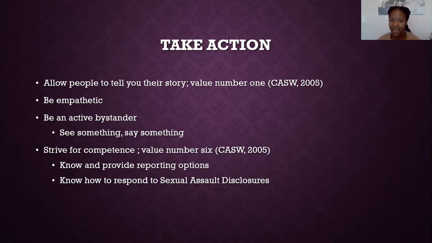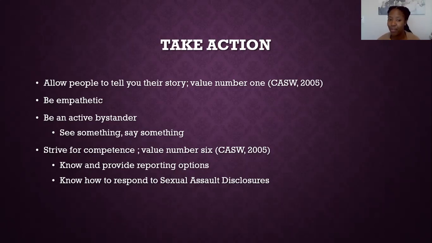Strive for competence. Value number 6 speaks about this in the code of ethics, right? And it's important to, again, we mentioned training before, and that's a part of competence. I'm not suggesting that we all can be competent in every single aspect of the work that we do, but I think be curious enough to gather enough information. So if a client were to disclose to you, or if a friend was to disclose to your family member, you're able to be there for them in an empathetic and a trauma-informed way.